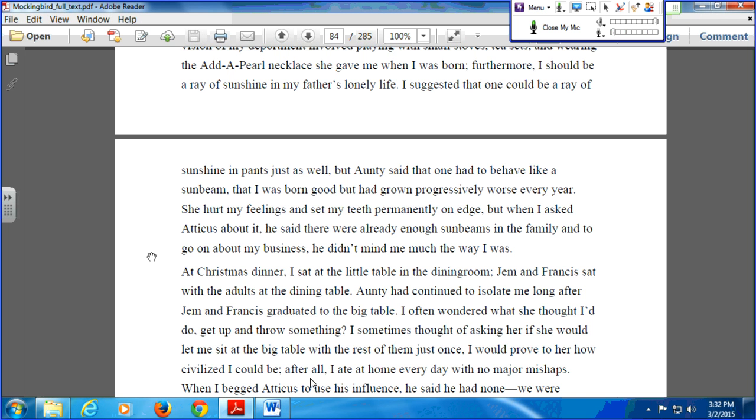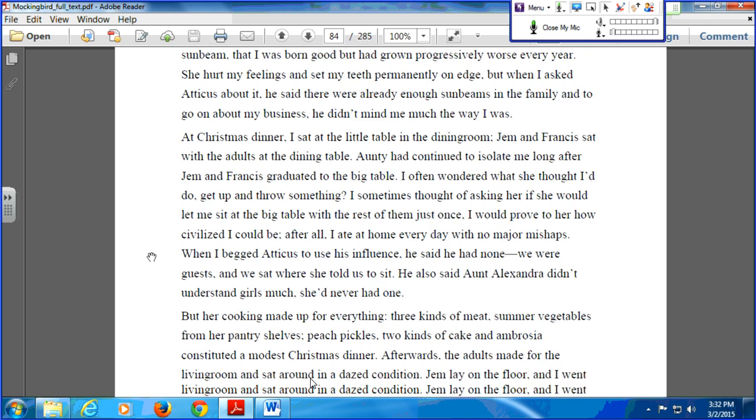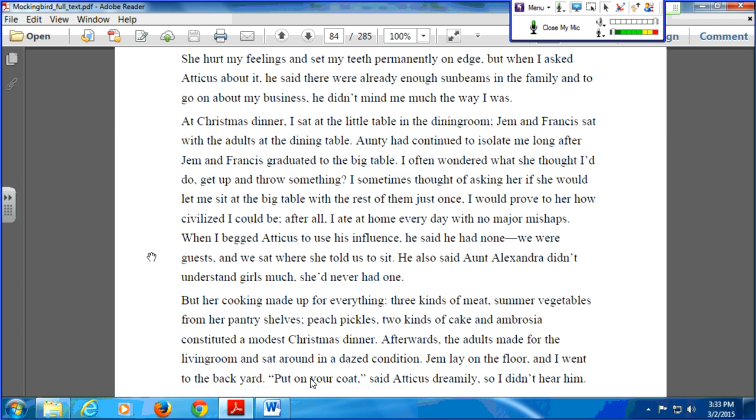At Christmas dinner, I sat at the little table in the dining room. Jim and Francis sat with the adults at the dining table. Auntie continued to isolate me long after Jim and Francis graduated to the big table. I often wondered what she thought I'd do, get up and throw something? I sometimes thought about asking her if she would let me sit at the big table with all the rest of them just once. I would prove to her how civilized I could be. After all, I ate at home every day with no major mishaps.